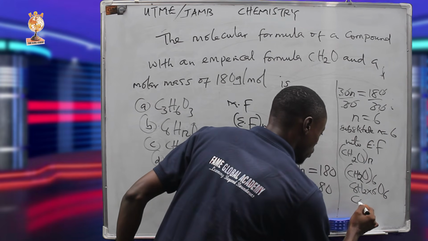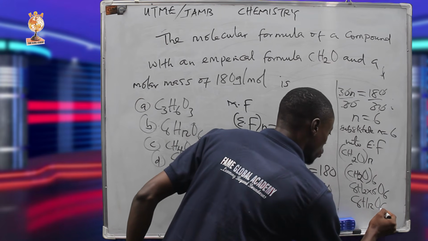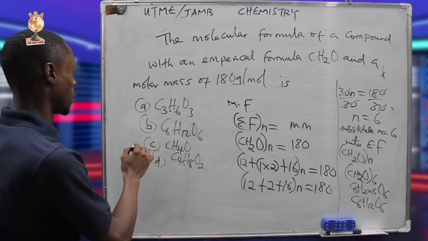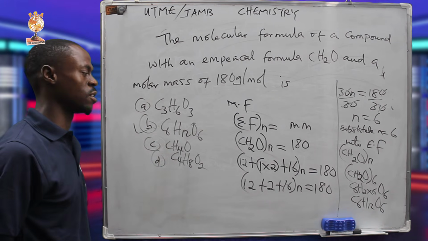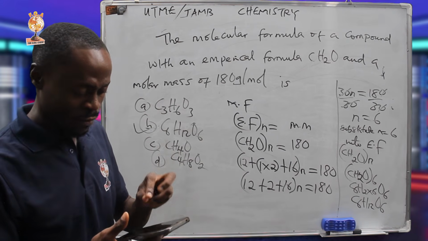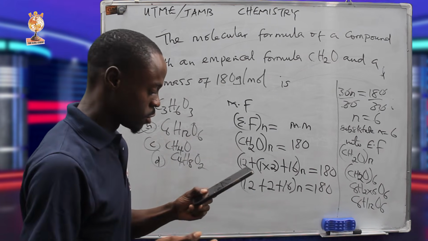Of course, we have C6. H2 times 6 is what? 12. Then O6. So the correct answer to this question is option B, C6H12O6. Are you following me? These are simple and fast ways of answering JAMB questions.